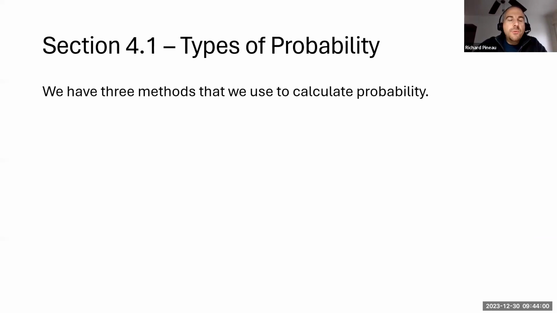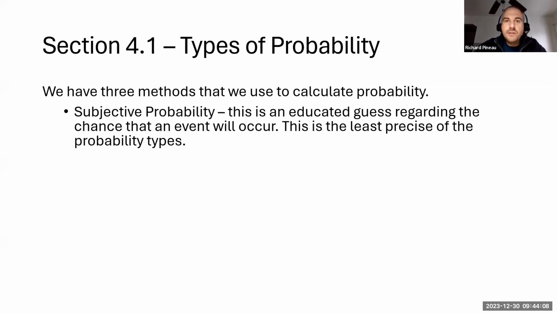All right, we're ready to move on now to the different types of probabilities, and we have three different methods we use to compute or calculate the probability. The first is known as a subjective probability. This one's interesting. This is sort of your educated guess on the chances that something will occur.